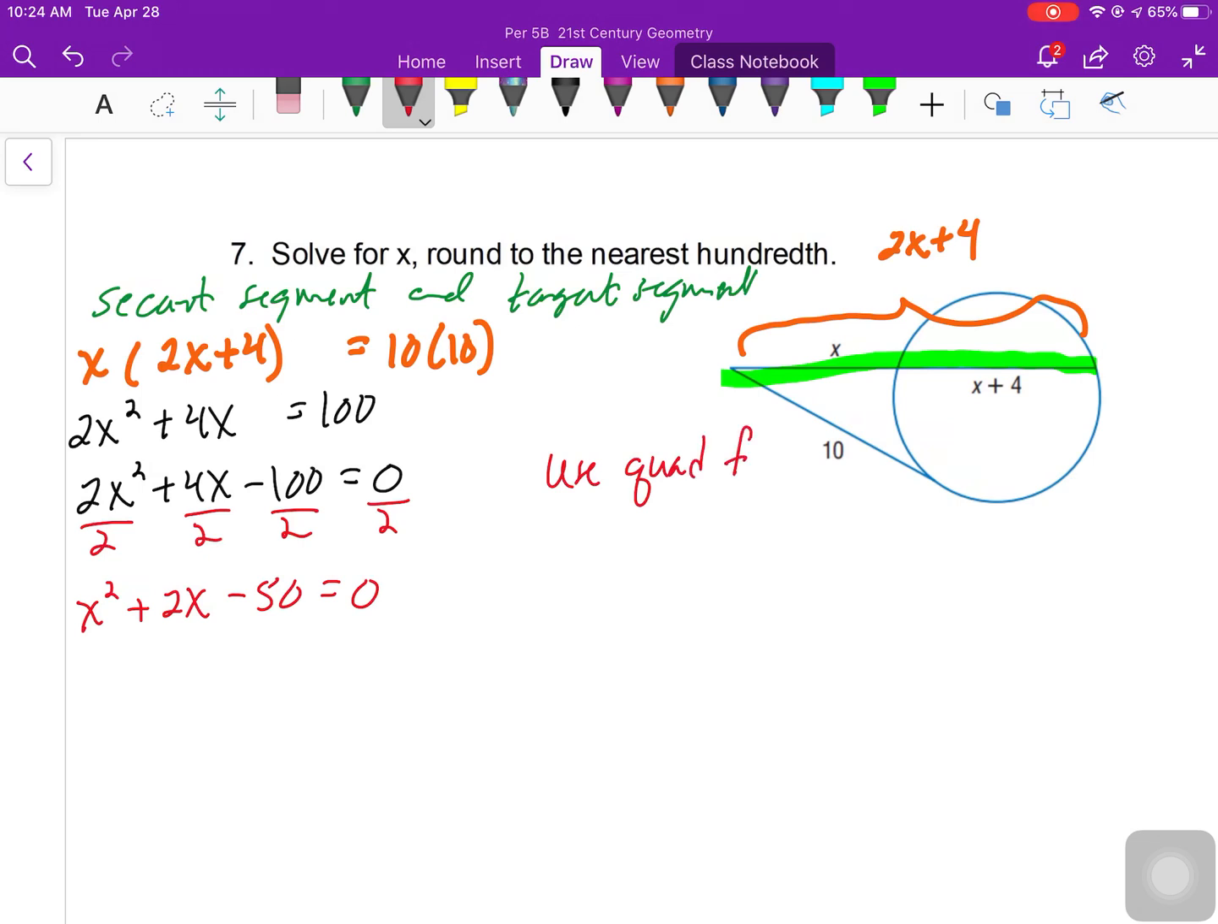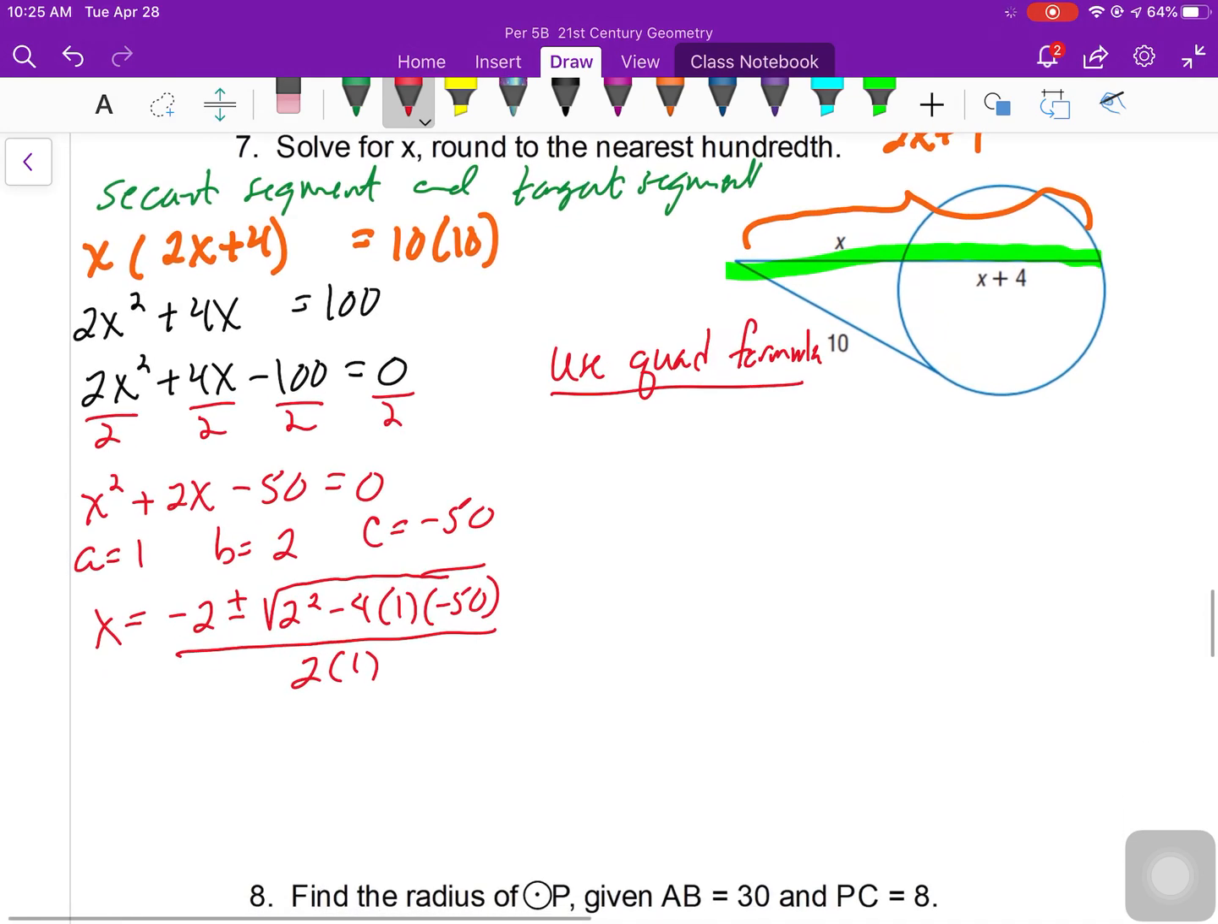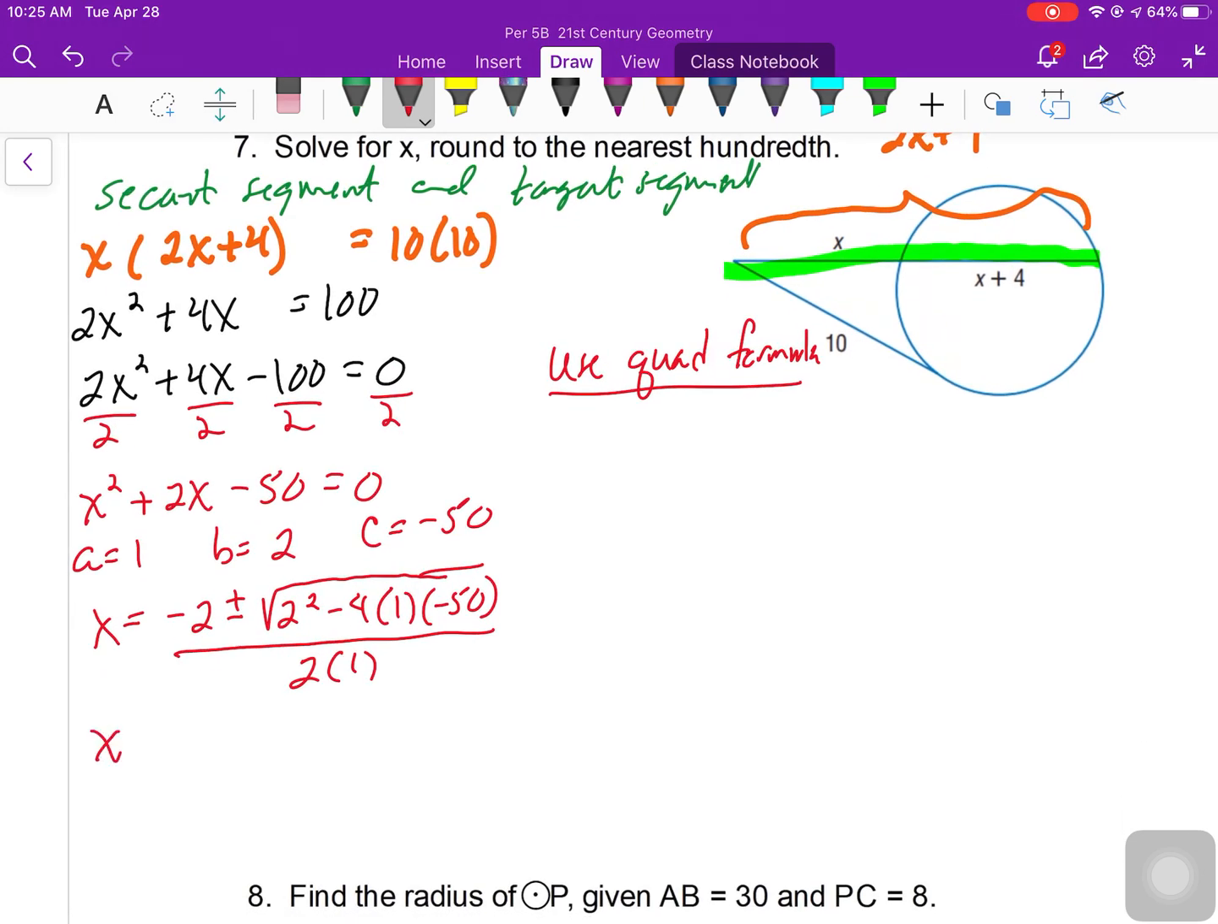So we're going to use the quadratic formula. And you must know that. A is equal to 1, B is equal to 2, C is equal to negative 50. So in the quadratic formula, negative b plus or minus the square root of b squared minus 4 times a times c, all divided by 2 times a. Now when we work out what's beneath that square root sign, we'll have x equals negative 2 plus or minus the square root of 204, all divided by 2.